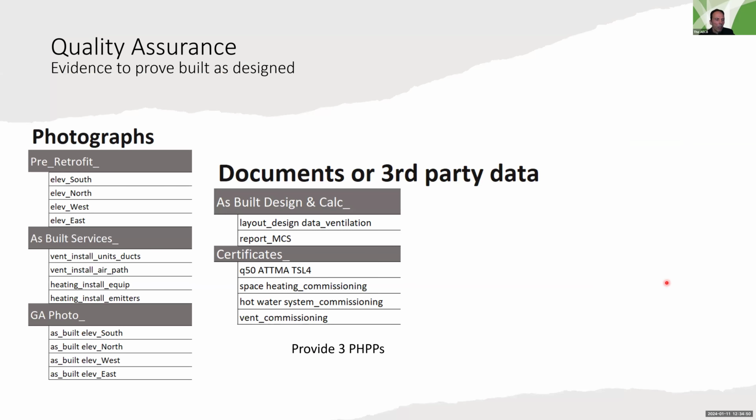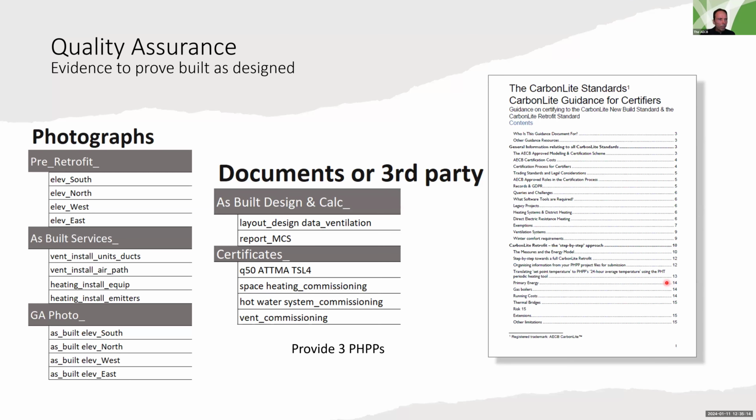Another part, we're coming towards the end, so we'll be able to go through some questions, but part of our quality assurance process is that we have photographs. And that means that we have to have some documentation. We've got documentation for our certifiers, elaborating on some of the issues they might come across.